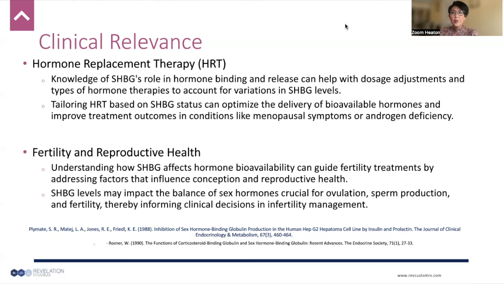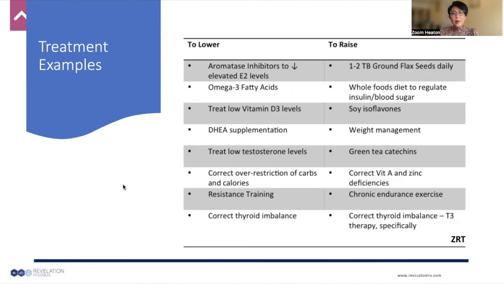So, understanding the importance of monitoring SHBG levels in clinical practice and recognizing how SHBG's role can impact treatment strategies for hormone-related conditions is fundamental to providing comprehensive care for patients with hormonal imbalances. And by integrating SHBG assessments into clinical decision-making, practitioners can tailor treatment approaches to optimize hormone balance and promote better health outcomes.